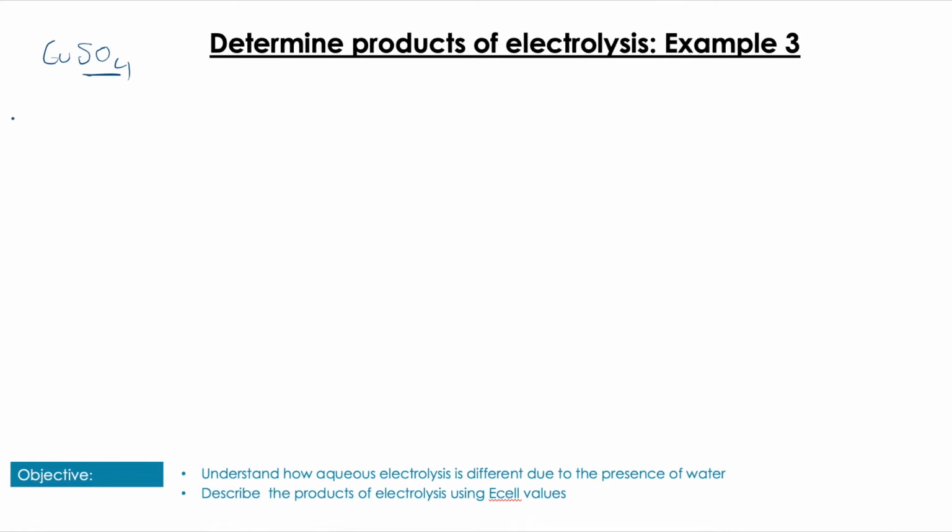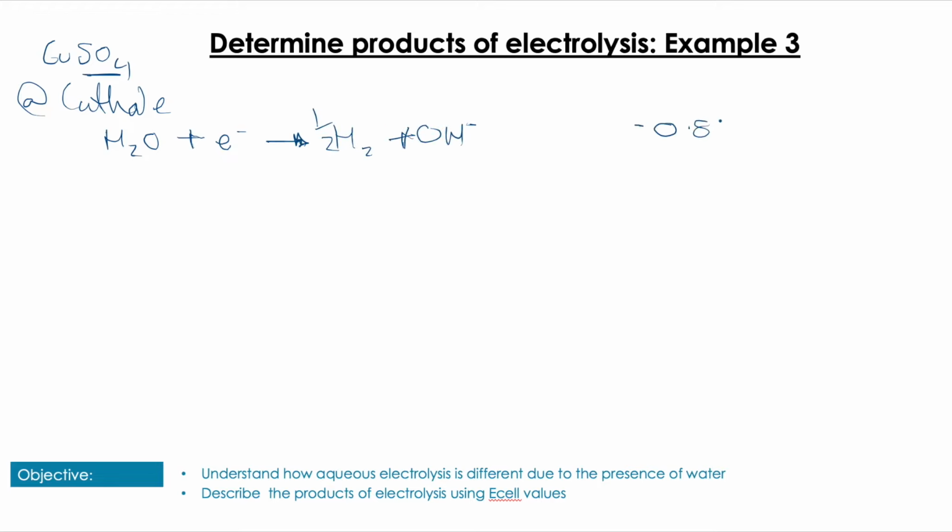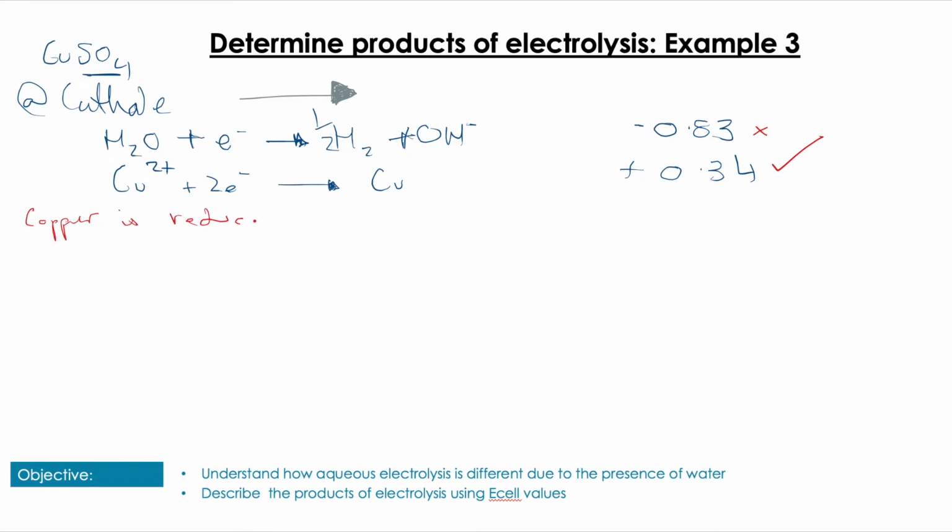A common one, which is copper sulfate solution. So at the cathode, once again, you're going to have your reaction for the reduction of water, as we have in every solution, which is minus 0.83. But now we have copper being reduced, which is plus 0.34. So you can see here that we're going to actually form the copper solid. We're going to have the copper being reduced instead of the water, at the cathode.